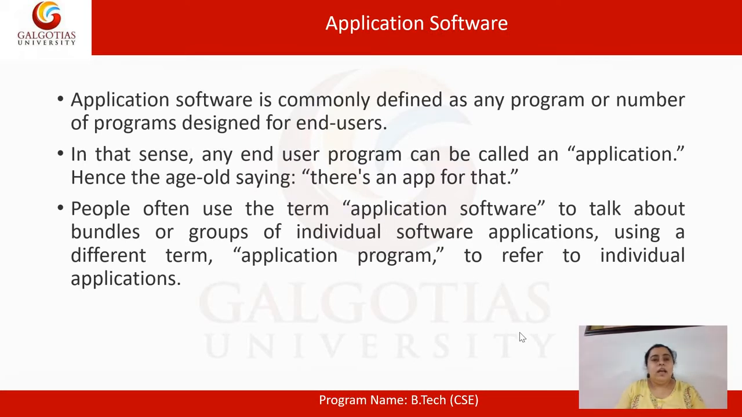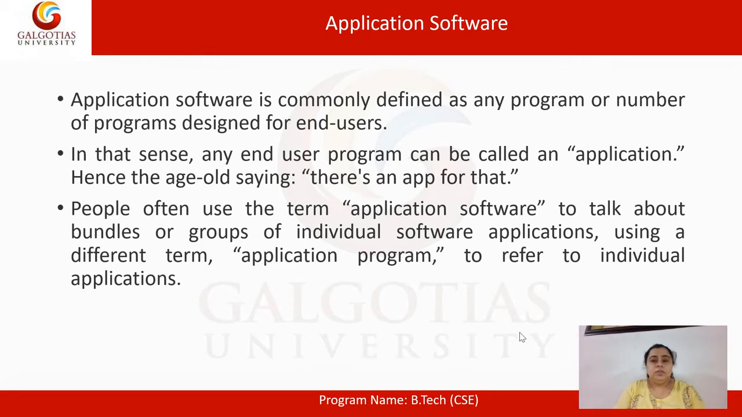After system software comes your application software. Application software is commonly defined as a program or a set of programs which are designed specifically according to the requirements of an end user. That means whatever the end user wants, every user that we have for a computer may have a different kind of requirements. They have different likings.